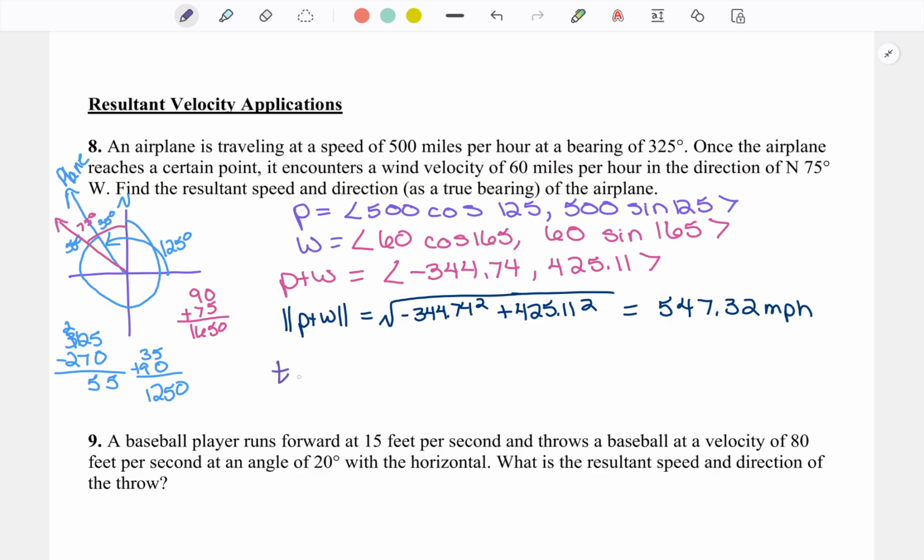So then our direction angle, we have the tangent of theta equals negative 425.11 over 344.74. So that leaves us with theta, once we make adjustments for quadrant, at 320.96 degrees.